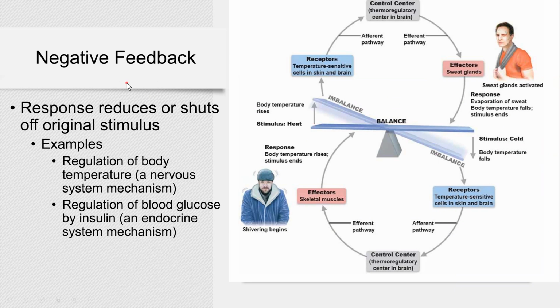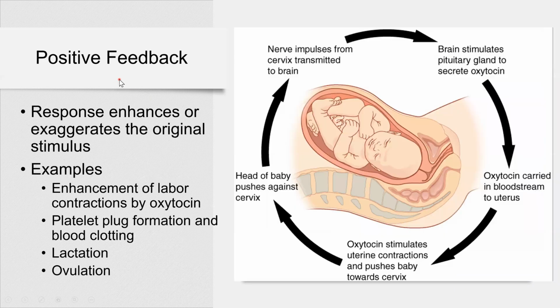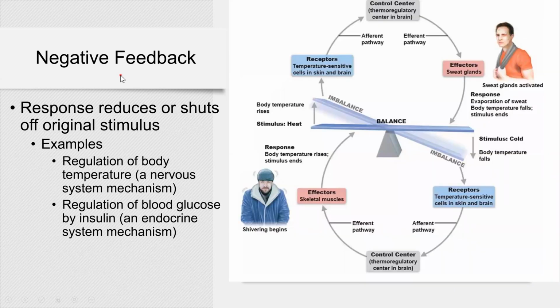When we talk about these responses to a stimulus, we can have negative feedback and we can have positive feedback as well. We're going to start with negative feedback. The response reduces or shuts off the original stimulus. An example includes regulation of body temperature, that is a nervous mechanism, or regulation of blood glucose level by insulin. This is an endocrine system mechanism.